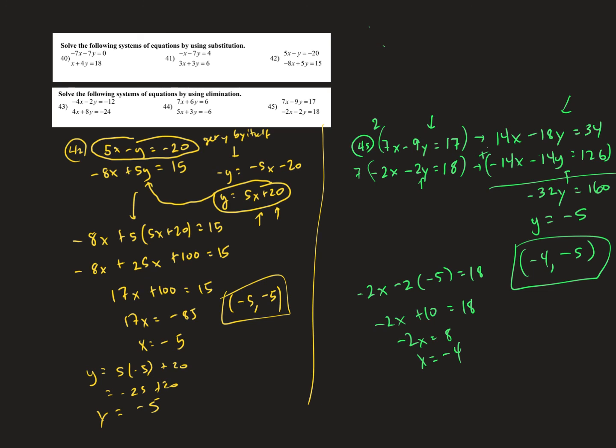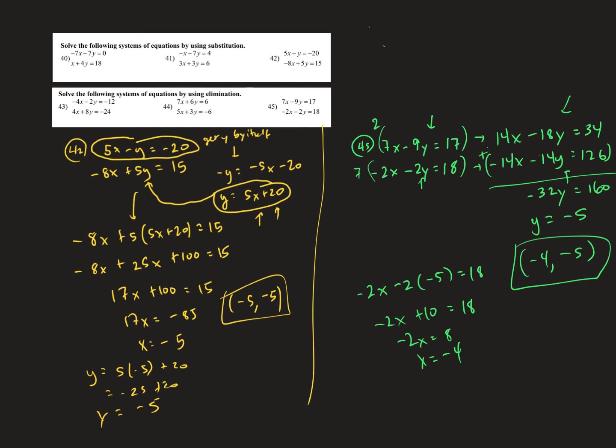Now, one last word before we move on. I could do any number of things to solve this by elimination. I could have actually multiplied the top equation by, say, 2 and the bottom equation by 9 if I wanted to eliminate the y's, and then subtracted the equations from each other. I could have actually divided the bottom equation by 2 because there's a common factor of 2 there, or negative 2 even. And that might have made it easier to do the elimination.